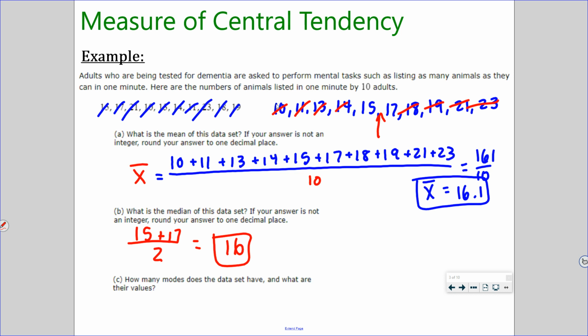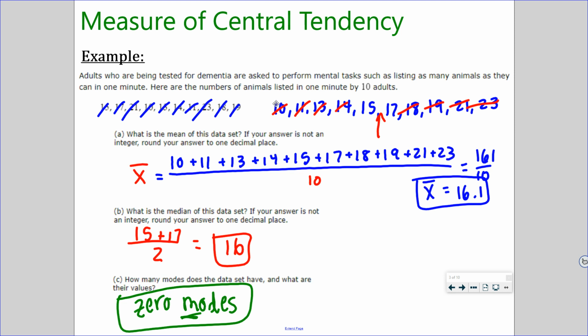How many modes does the data set have? 0. There's not even one that's repeated. So what occurs the most often? There's 0 modes. There could be 1. There could be 2. Could be more than 2. Could be none. 0 modes. None are repeated. MO, think most often.